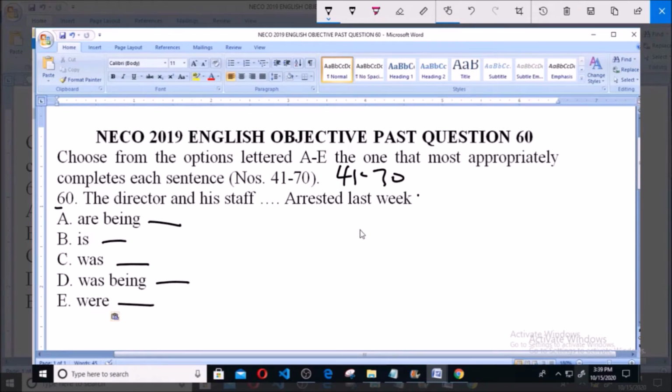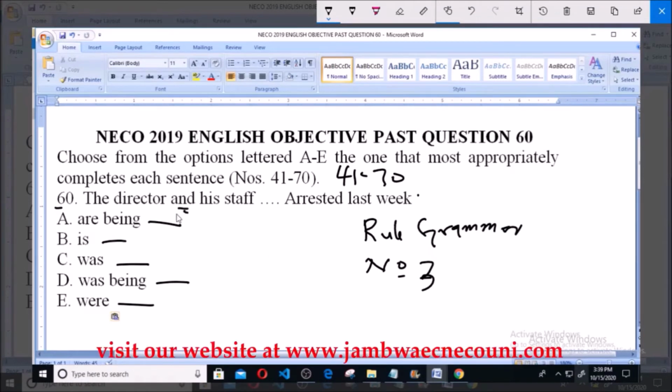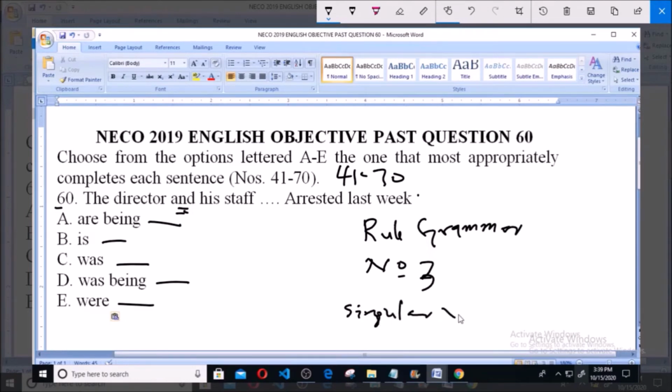Now, under the rule of grammar, rule number 3 says when two subjects are connected together by a conjunction like "and" pointing to the same person, the verb must be what? Singular verb. So an average student will know, since it is last week, past tense, the answer will be were.